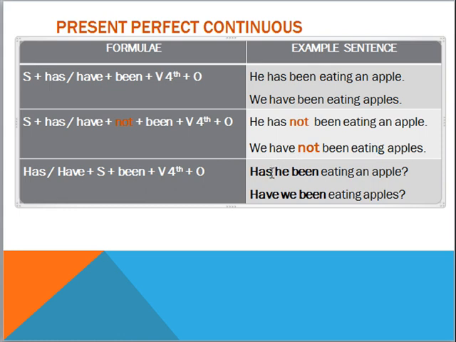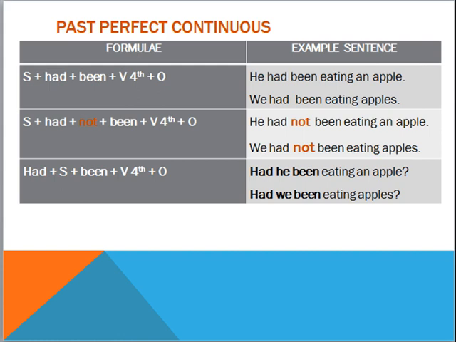And in an interrogative sentence we bring only has or have to the beginning of the sentence. So the sentence is now: has he been eating an apple, with a question mark, and have we been eating apples. So that is the present perfect continuous.